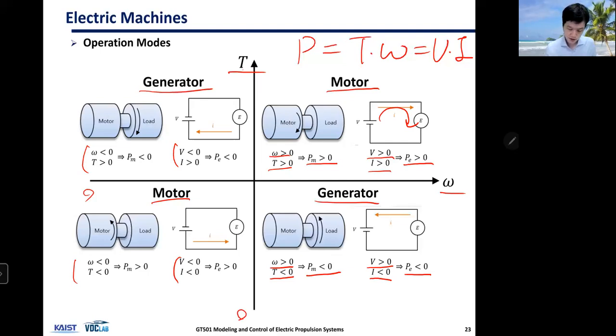And the speed also needs to be able to rotate in the negative direction. Okay. So this has to do with the mechanical side, whereas negative torque is controlled by the electrical side. Okay, the negative current.